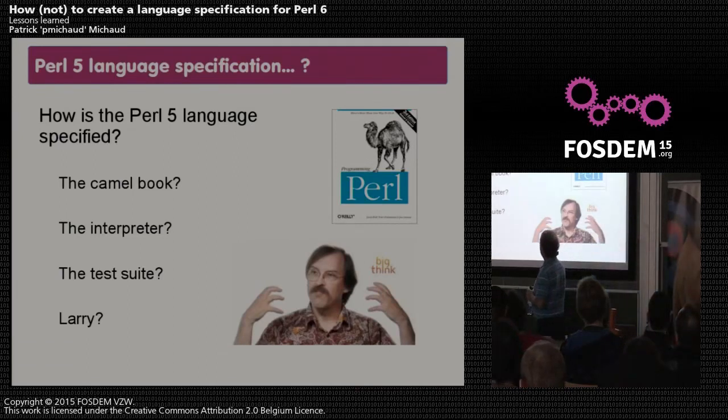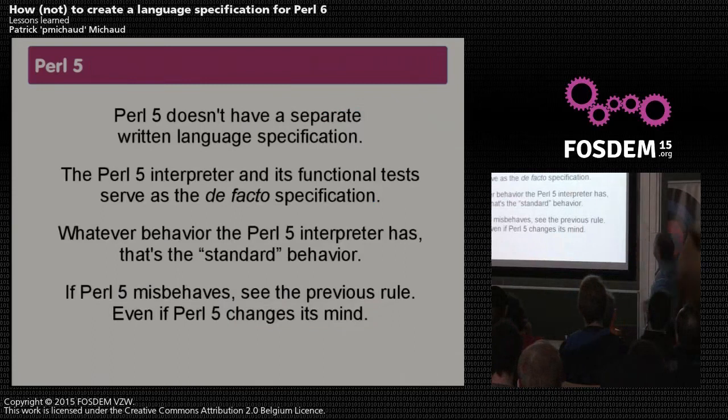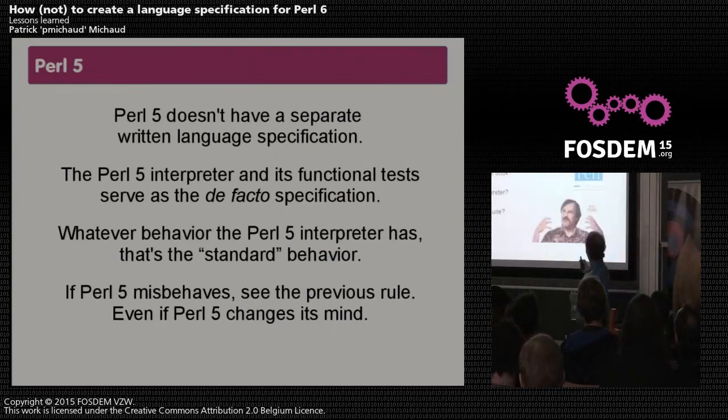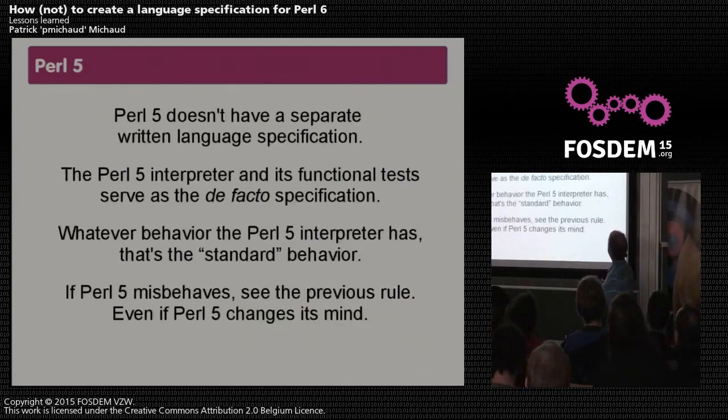These days, it's widely considered that the interpreter and the test suite form the Perl 6 language specification. And anybody who wants to disagree with me on that, you're probably right. But Perl 5 doesn't have a separate written language specification. The interpreter and its tests define Perl 5. So whatever the Perl 5 interpreter does, that's the standard behavior, right?